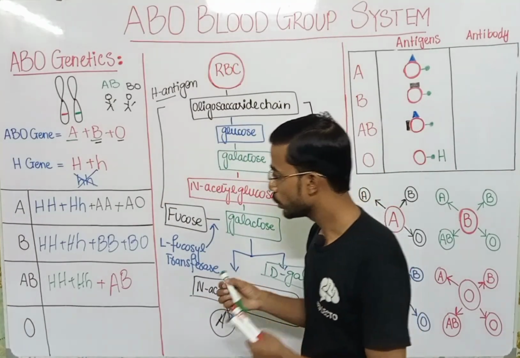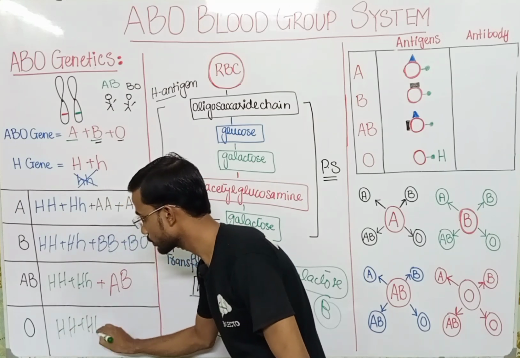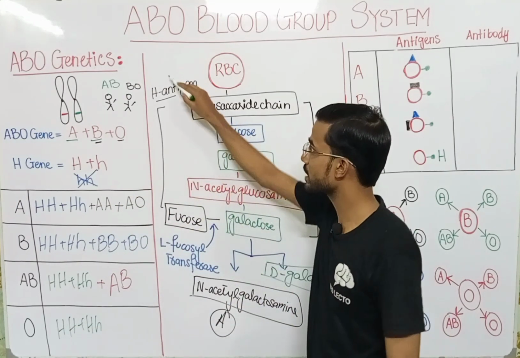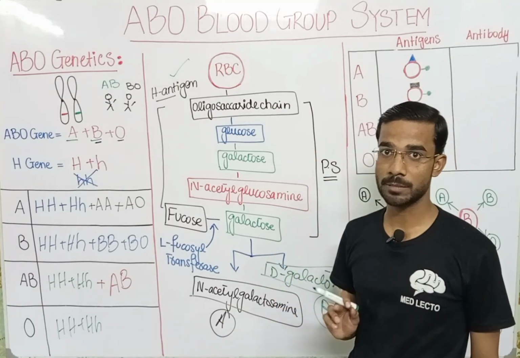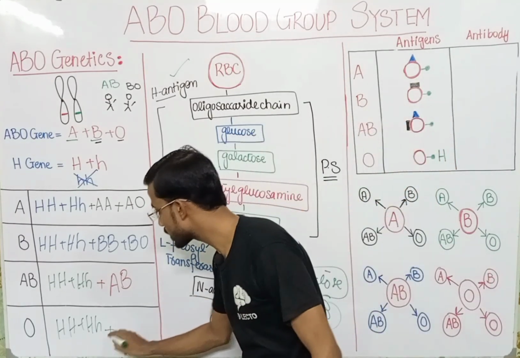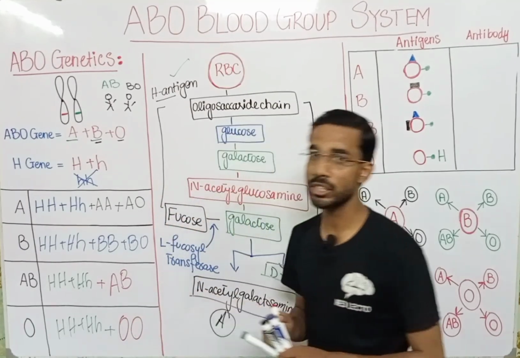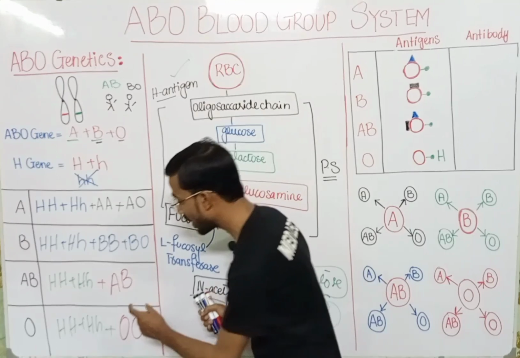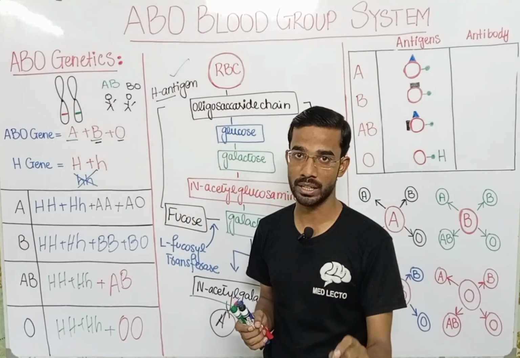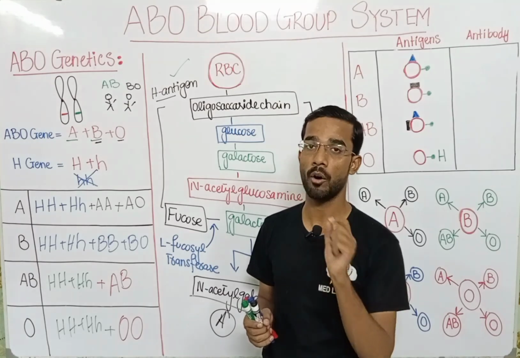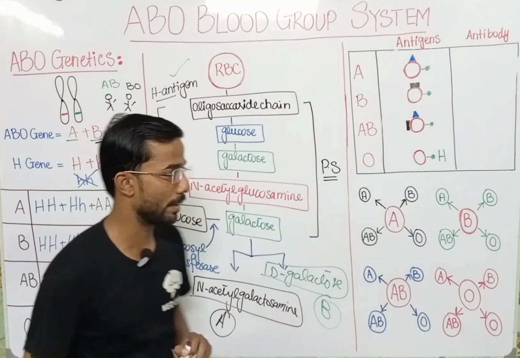In the O, you will see again H is always present. The H antigen is present in the O blood group, but A and B antigens will never be expressed. Why? Because in this person you will see two alleles, that is OO. When a person has the O allele, he will never express any A or B antigen. So this is basically the genetics of the ABO blood group system.